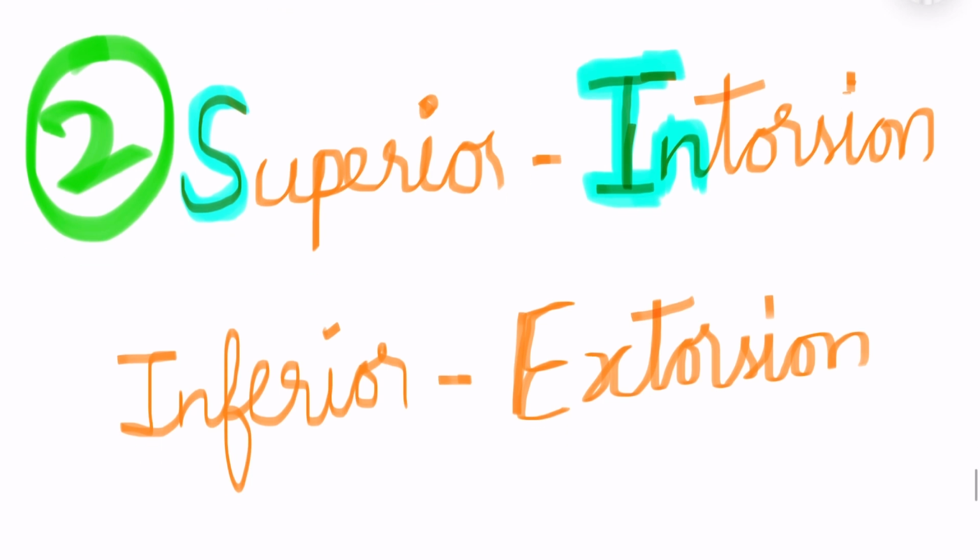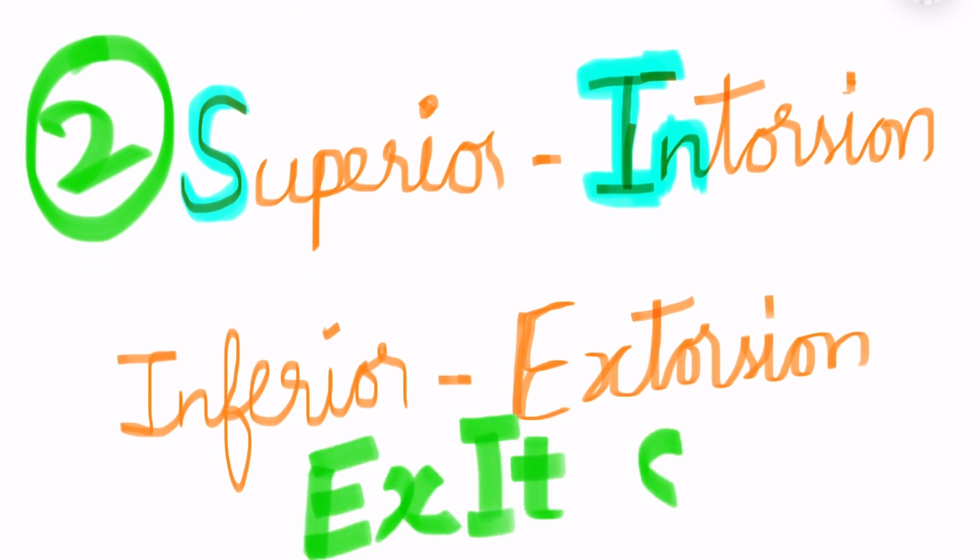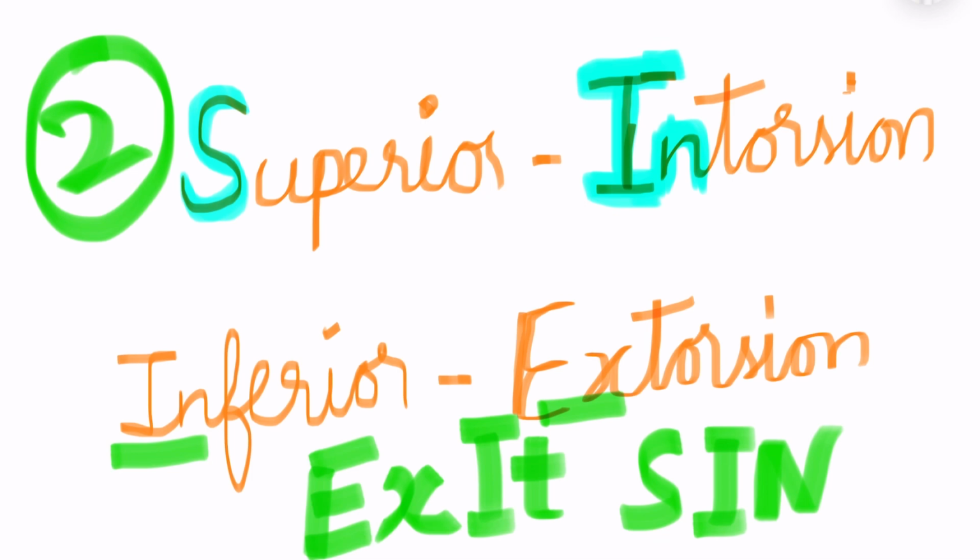This can also be remembered with the mnemonic: we have to exit our sin. Here, EX stands for extorsion, and it is due to the inferior group of muscles, and the superior group of muscles help in the intorsion of the eyeball. This is rule number 2.